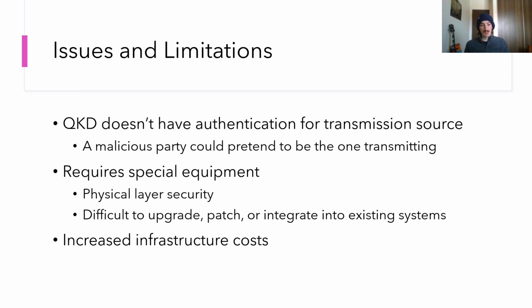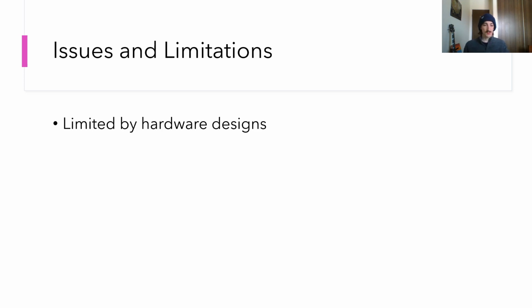And then along those lines, the increased infrastructure cost is a big concern with a lot of these. It leads to some other security issues. Because it requires all this special equipment that does cost a lot, the infrastructure cost soars, and that means there is less money to put into other security. It's also generally limited by hardware designs because it is on the physical layer. And so a lot of the vulnerabilities come from the actual implementation and the hardware that people use for it. Because if there's a vulnerability in hardware, then hackers and malicious parties can take advantage of that.